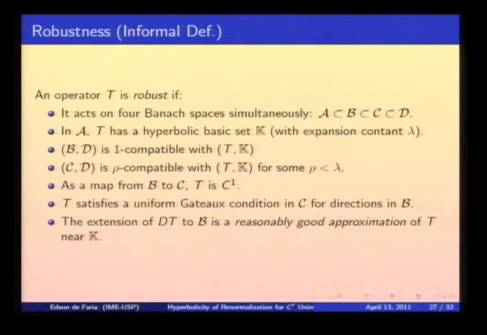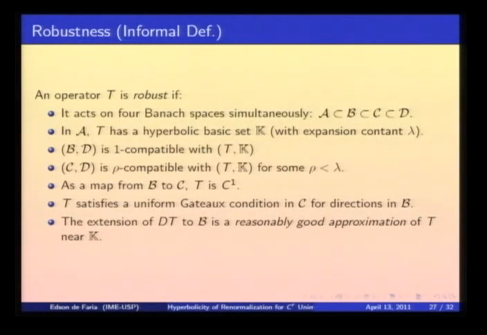So you can't really guarantee that the splitting that you get in C is hyperbolic, but only that there is a splitting with a gap in the spectrum. So as a map from B to C, T should be C1. And this is what happens with the renormalization operator. If you look at the expression of the renormalization operator, which I will give you in a moment, it should be clear that this map is C1.